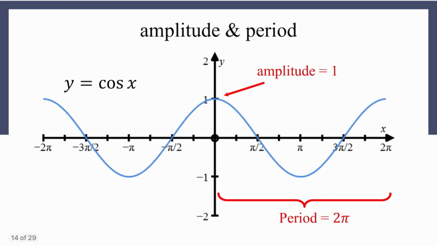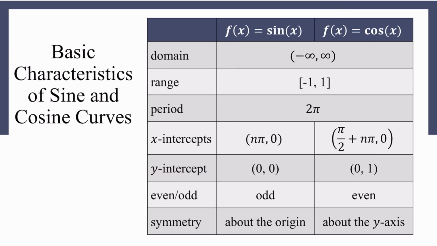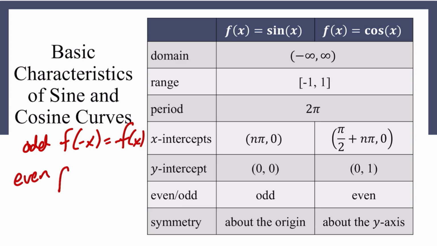Another definition of even and odd, if I will remind you from Algebra 2, is that odd functions are defined such that f of negative x is equal to negative f of x, and that even functions are such that f of negative x is equal to just f of x.